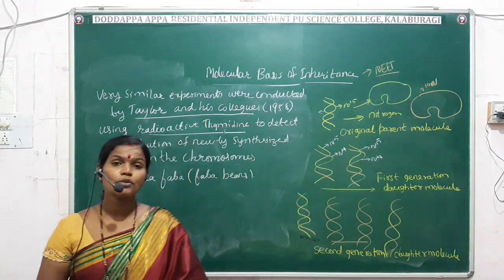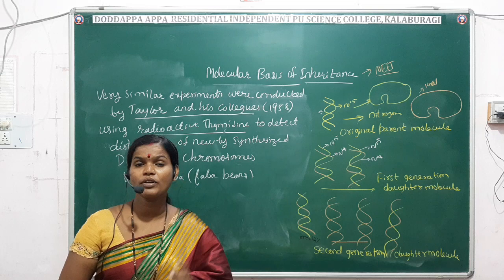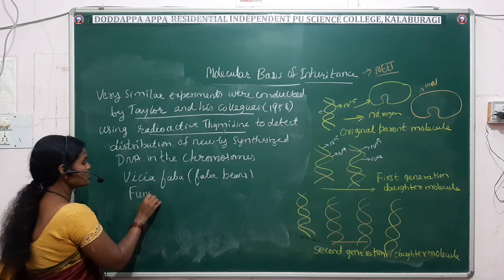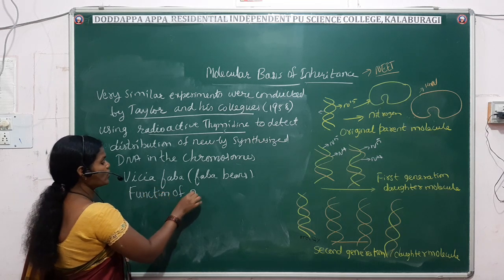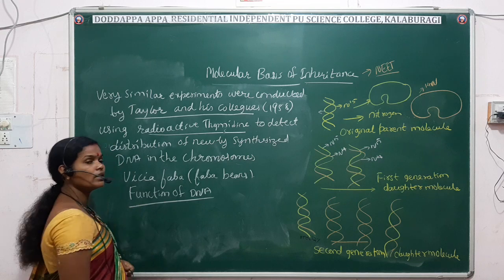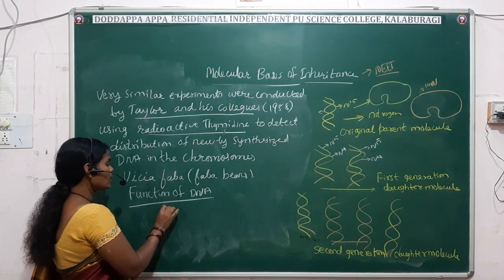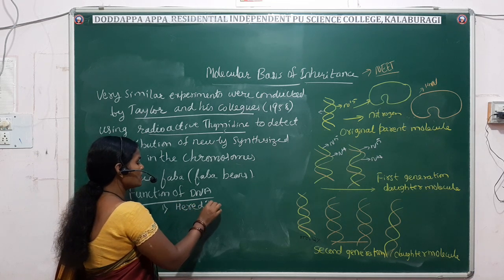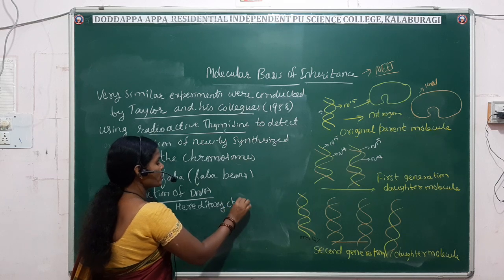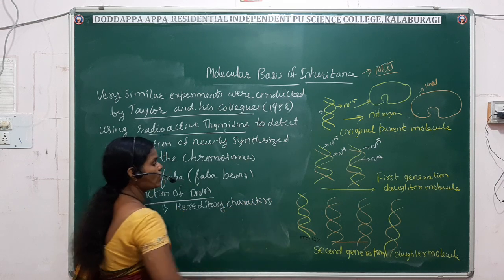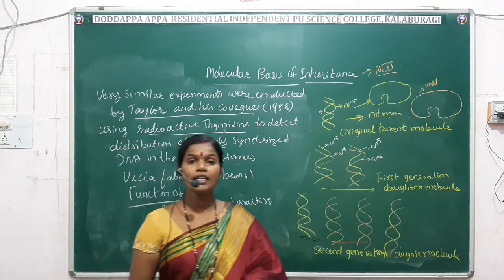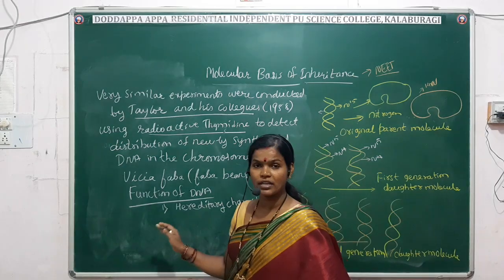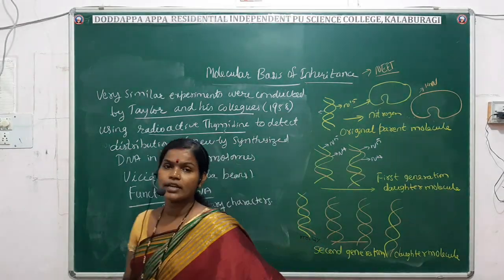Now the last concept of DNA we are going to see. Next we are going to start RNA. So what is the last concept of DNA? That is the functions of the DNA. DNA is the material which is carrying the hereditary characters from one generation to another generation. It is acting as a genetic material.